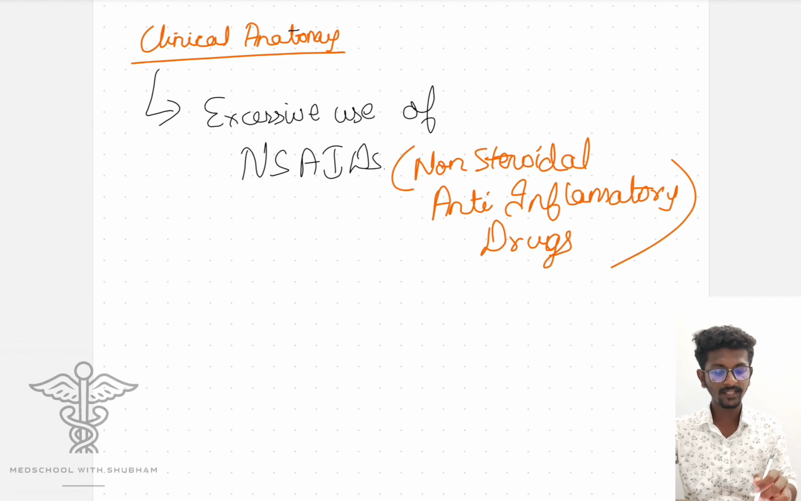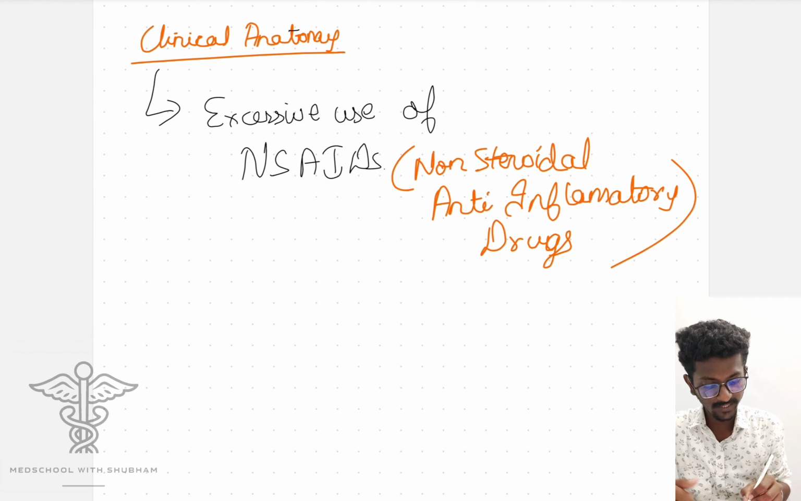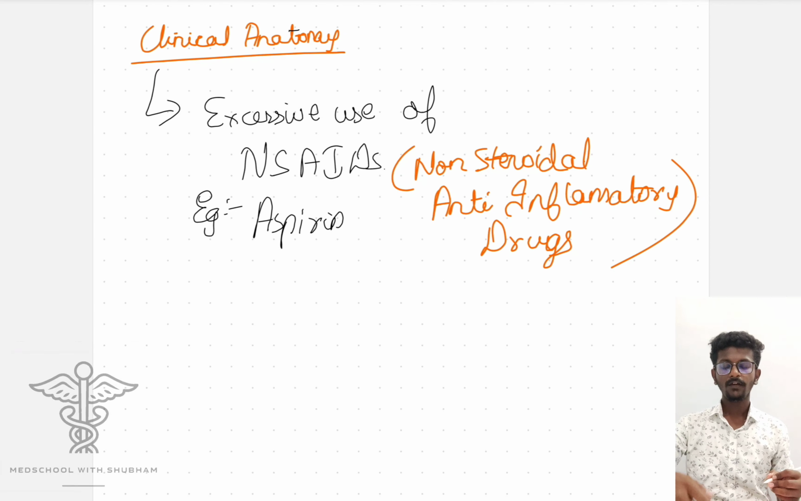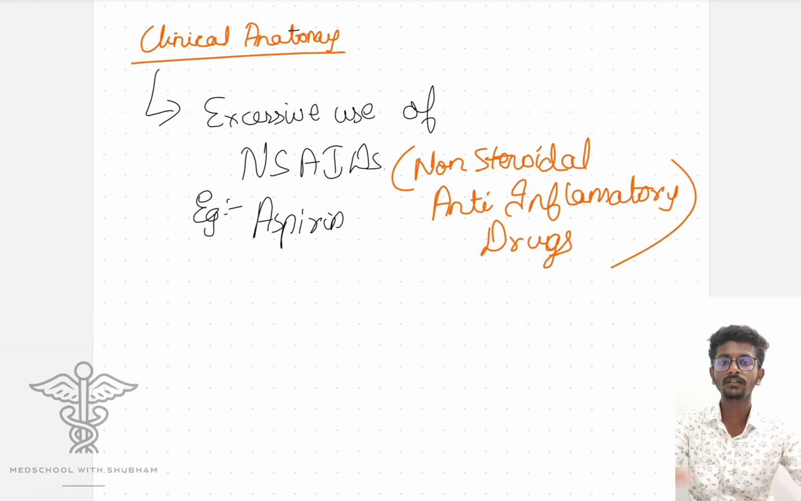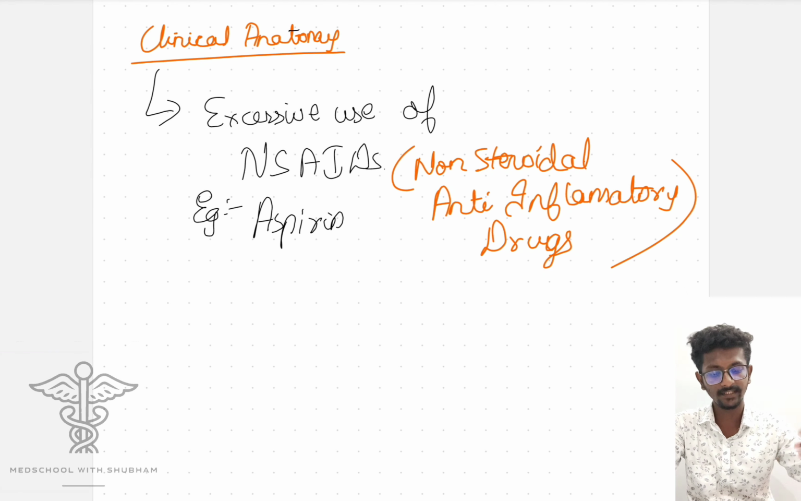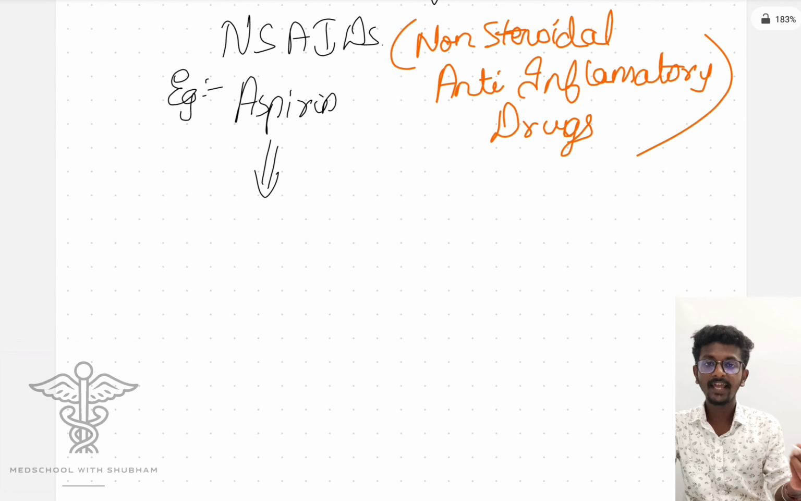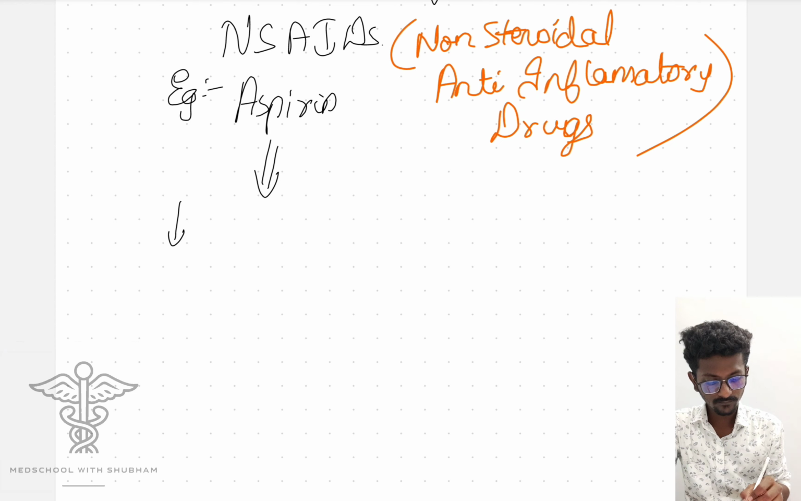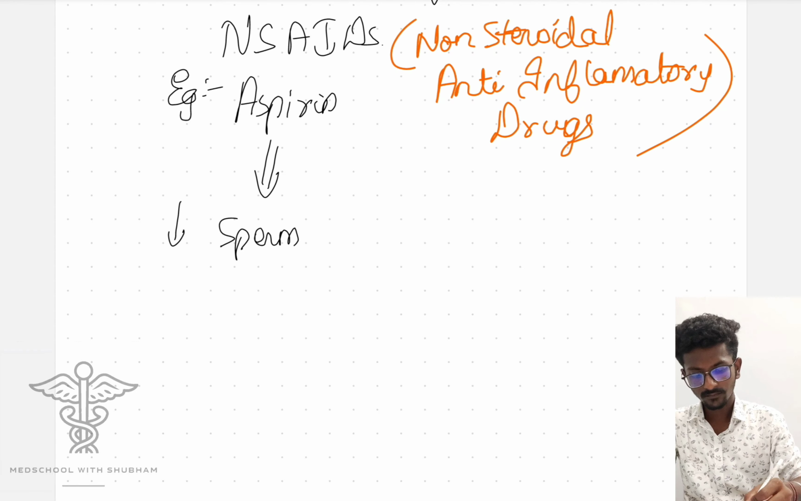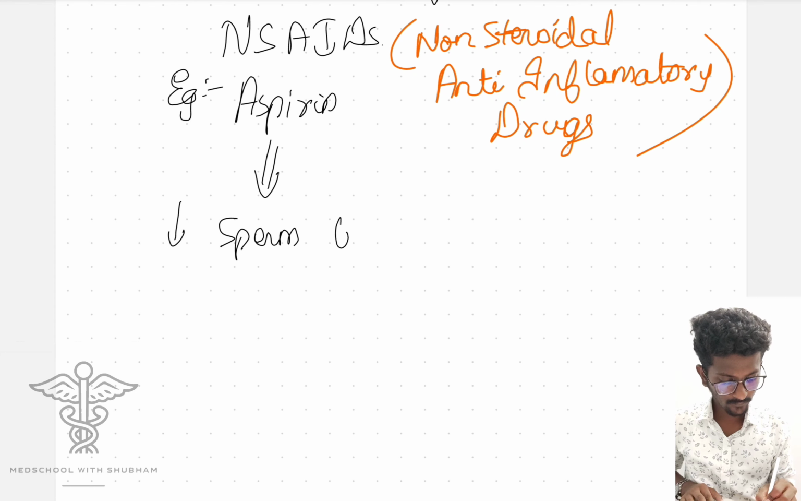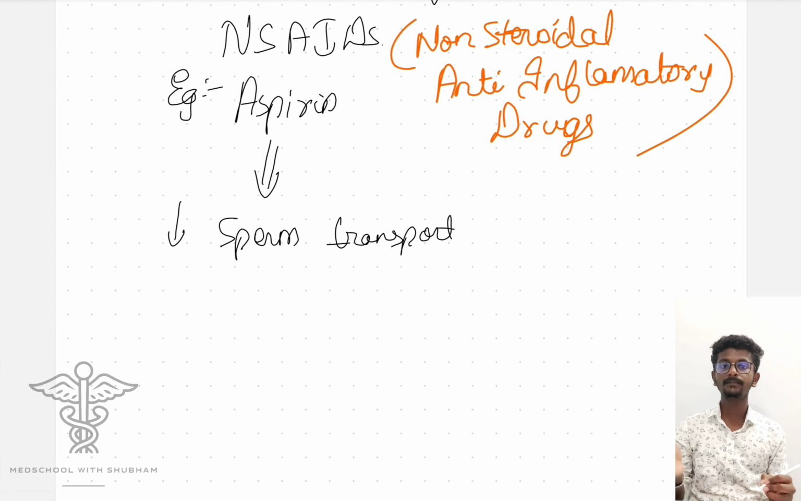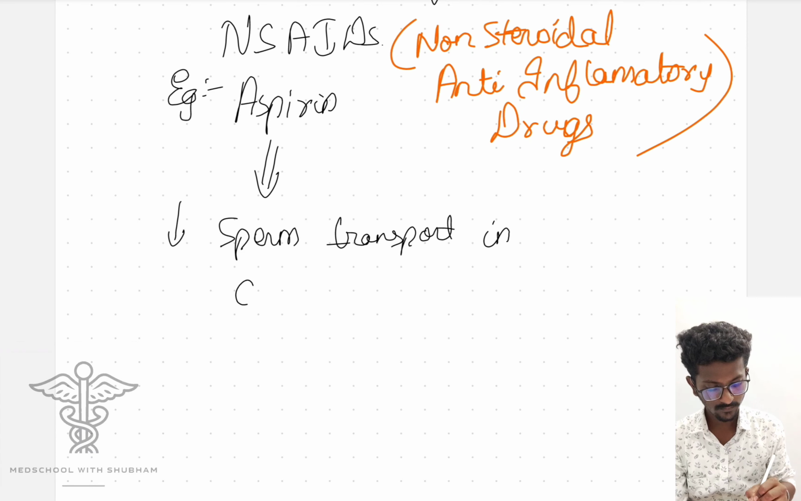The excessive use of NSAIDs. What is an example of NSAIDs? Example, aspirin. Now what will happen if the pregnant woman, or the woman, is on a high dose of NSAIDs, or she is taking NSAIDs excessively and regularly? Because of this, the aspirin will decrease the sperm transport in the female reproductive tract.